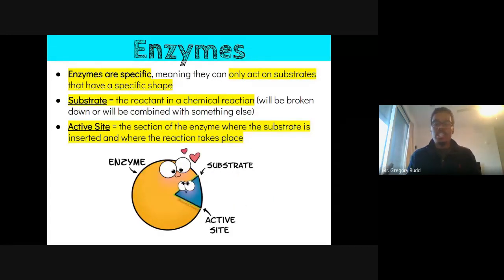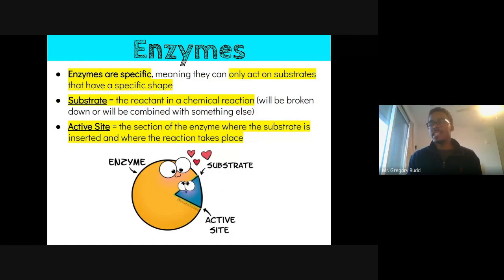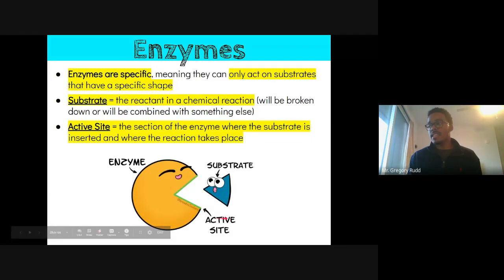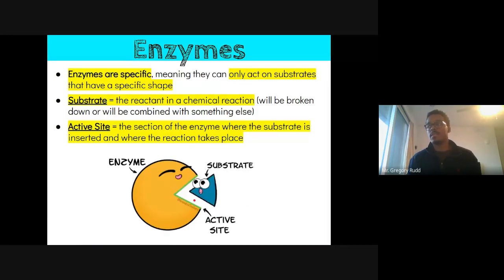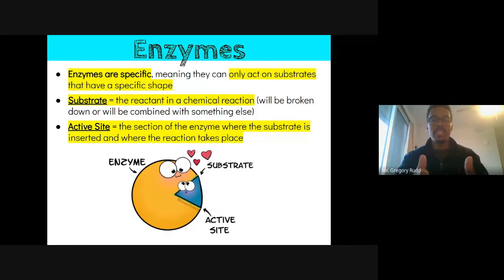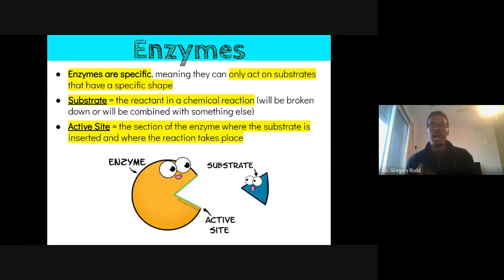And where does that action take place? Well, it takes place fittingly in the active site. The active site is the site of the action. It's where the chemical reaction actually takes place. It's where the substrate is inserted and it's going to come out slightly different. It might come out bigger. It might come out smaller. It might be totally destroyed. It might be combined to create something new. But whatever that chemical reaction is doing, it's going to take place in this active site.